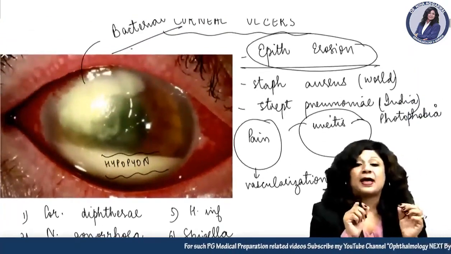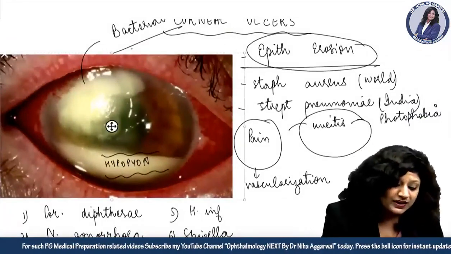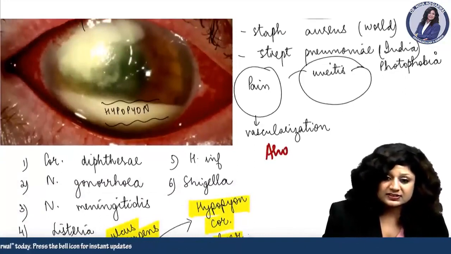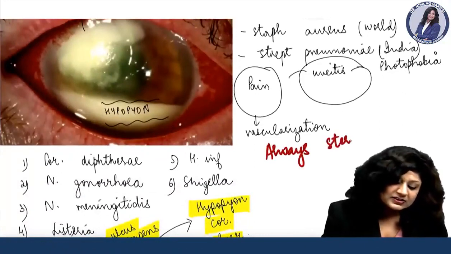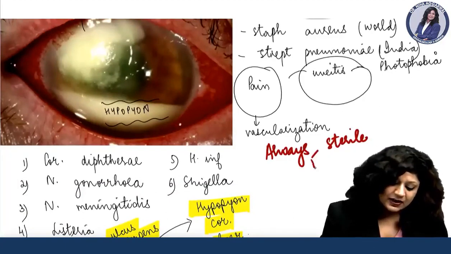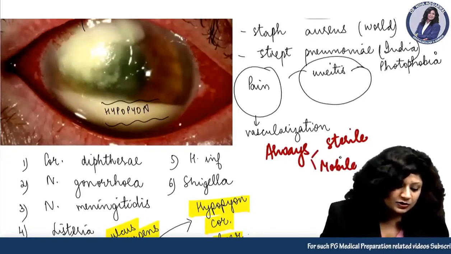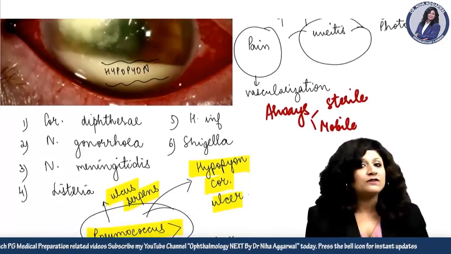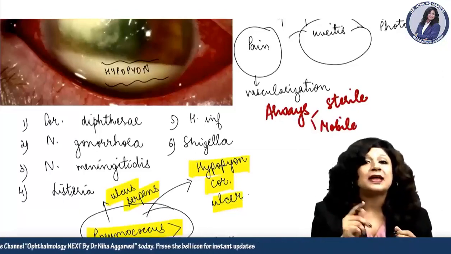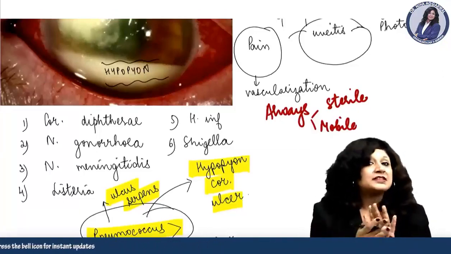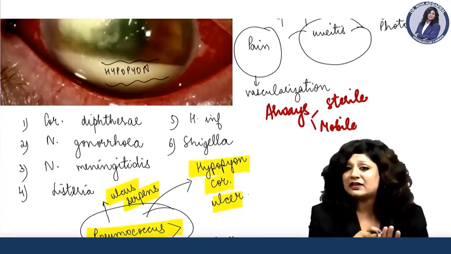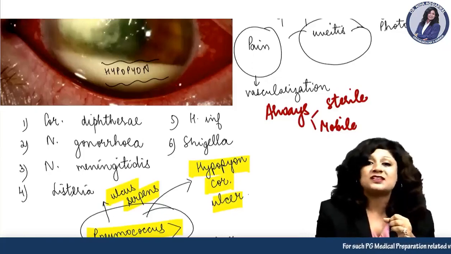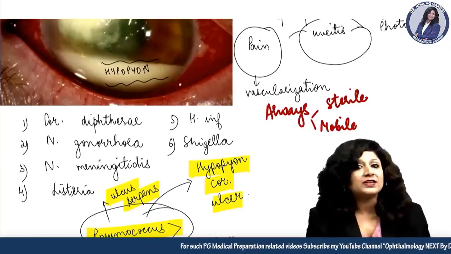Whenever we have bacterial hypopyons, you have to always remember that these hypopyons are always sterile, as well as always mobile. Now why is it so? Why are these bacterial hypopyons always sterile and always mobile? They are sterile because bacteria do not have hyphae. They do not have the finger-like projections which can actually penetrate inside the exudate. So one very important feature is that bacterial hypopyons are always sterile.